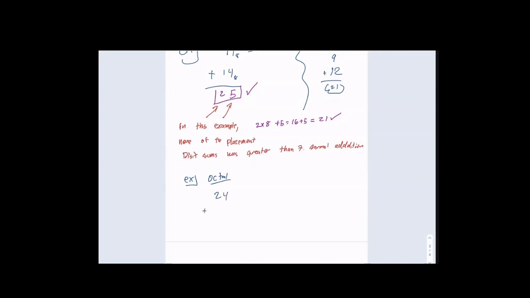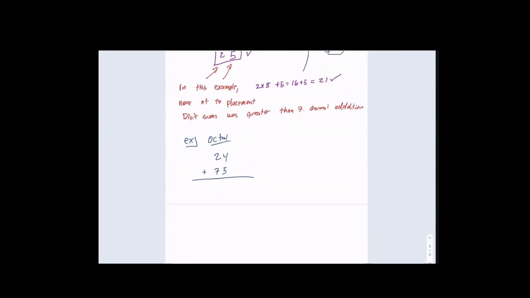And we're going to add 24 to 75. All right. So 24 plus 75. Now these are both base 8. This is not 24 plus 75 in decimal. These are base 8. And so what I realize here is that I've got 4 plus 5, which gives me 9. And that's where the problem is. I would usually do 9, but 9 does not work. 9 is not an octal digit. 4 plus 5 is 9, which is greater than 7. So we can't do that. We need to use the table.